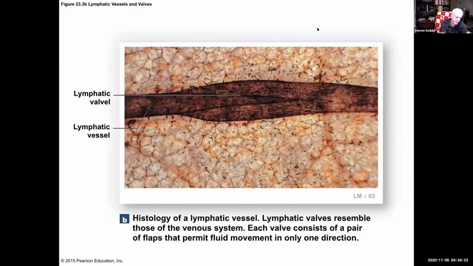And there's a good picture of the valve. You can see it right here. How that's closed. So if blood flows this way, it backs up. If blood flows this way, that valve opens up and allows it to pass.